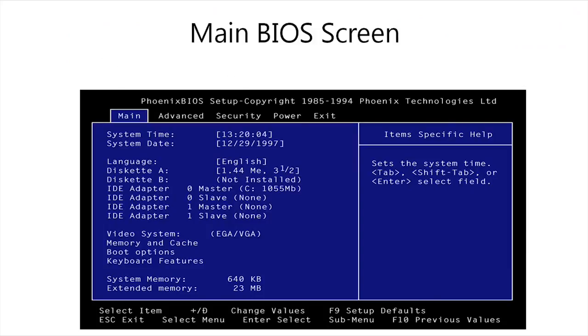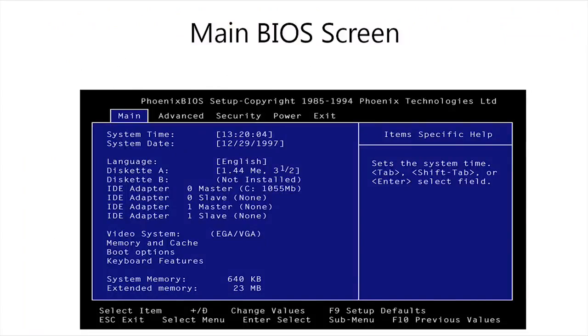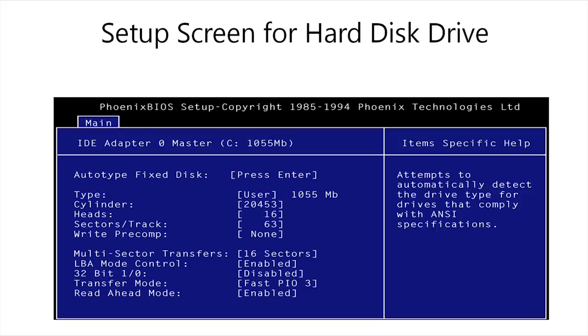So here's the Phoenix BIOS splash screen. So there's AMI, Award. Follow the procedure for AMI or Phoenix. AMI, Phoenix, and Award are the three popular ones we're going to talk about for the test. Okay, so just remember those. They're still pretty much the same, as well as the Open BIOS. You have the Open BIOS project now. And here's some more information.